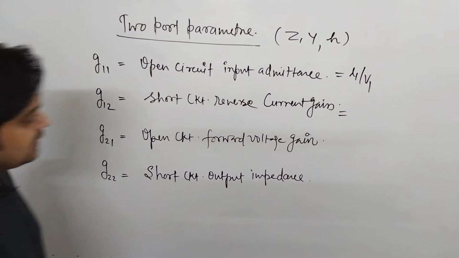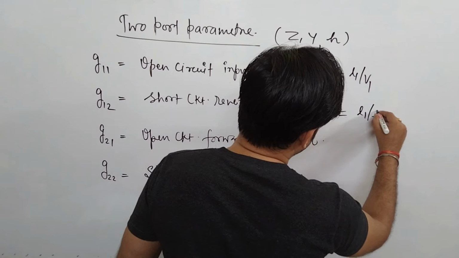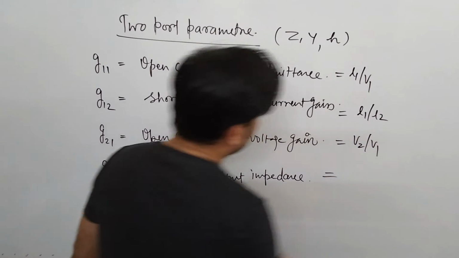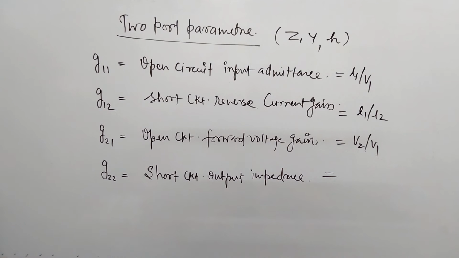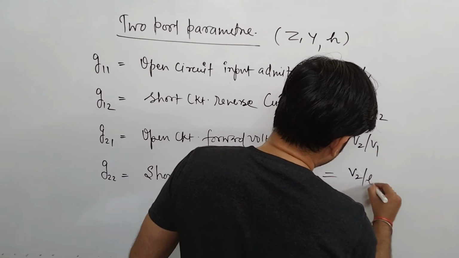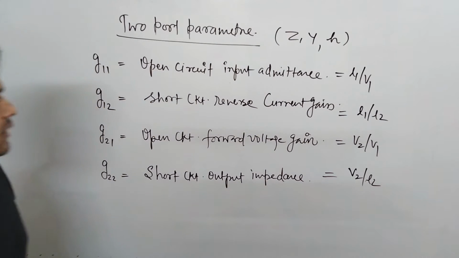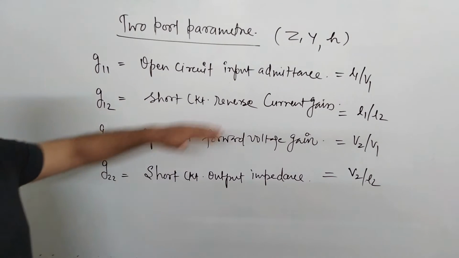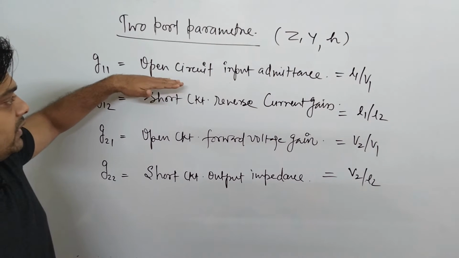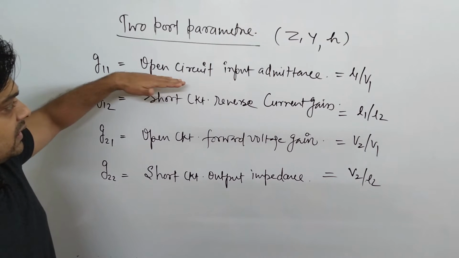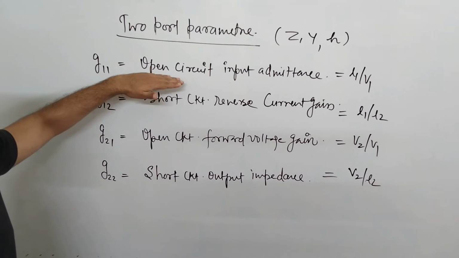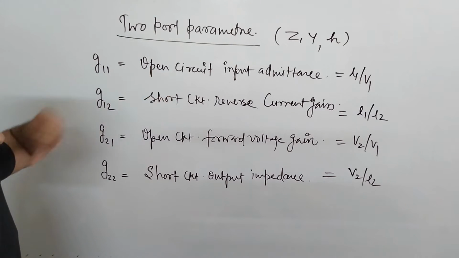G12 was I1 by I2, it is V2 by V1, and it was V2 by I2. So if you see again, yes, I by V is an input admittance. However, this we have found when the circuit was open circuit, that is in the condition when current was 0, that is your port 2 current was 0.